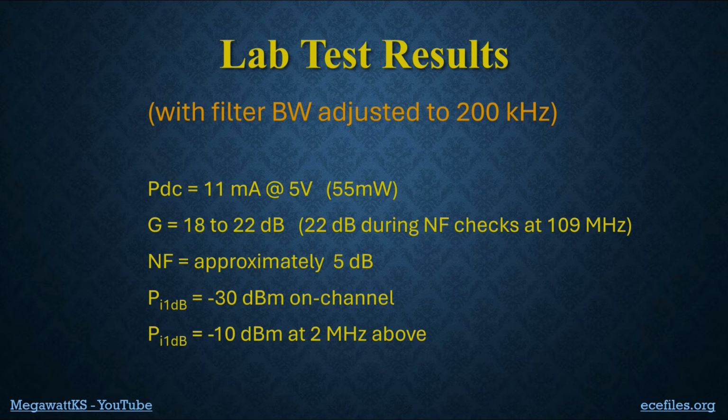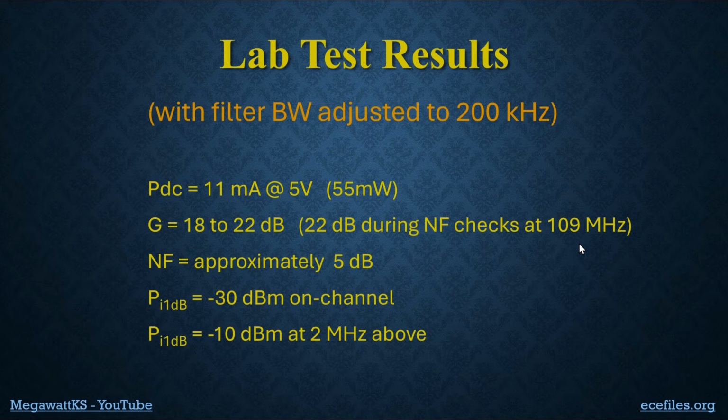And here's the results. Lab test results. This is with the filter bandwidth adjusted with the Q enhancement pot to about 200 kilohertz. The DC power is 11 milliamps, spot on with what the design and simulation were. The gain is 18 to 22 dB. It depends on which end of the band I'm at and precisely what the bandwidth is, but we'll just call it 20 dB. It checked off as 22 at 109 megahertz.